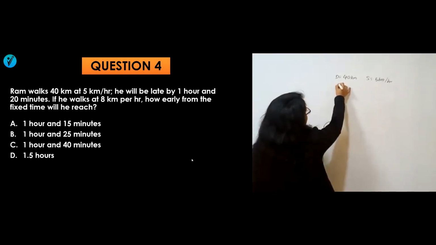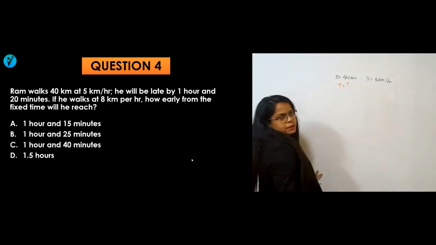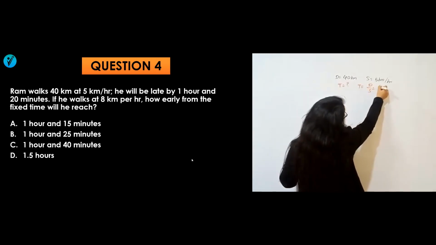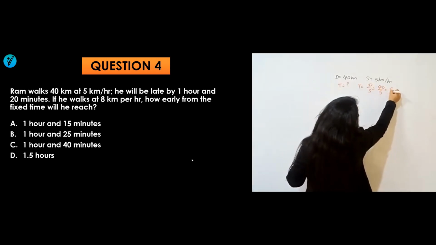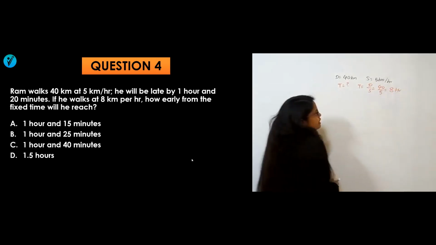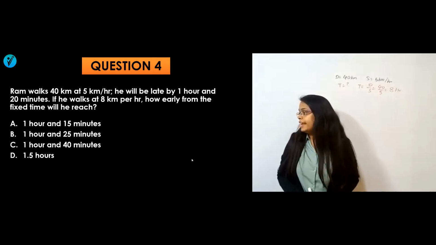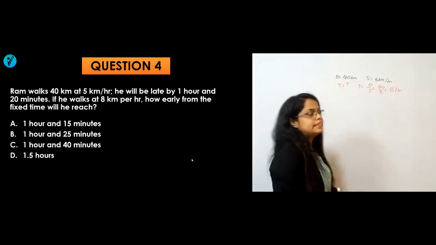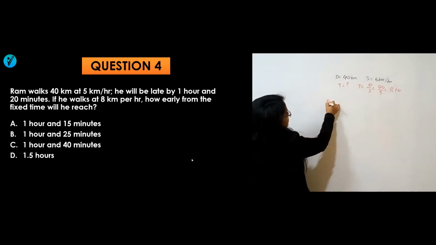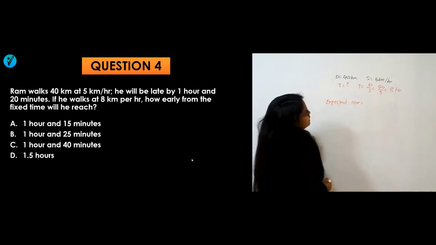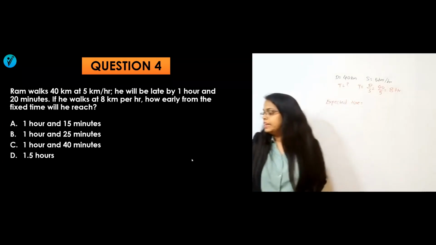So what will be the time required here first? Time will be equal to what? Distance upon speed. That means 40 by 5, which is equal to 8 hours. He required 8 hours. But they are saying that he is late by 1 hour 20 minutes. That means what will be the expected time? He is reaching in 8 hours, but they are saying that he is 1 hour 20 minutes late.